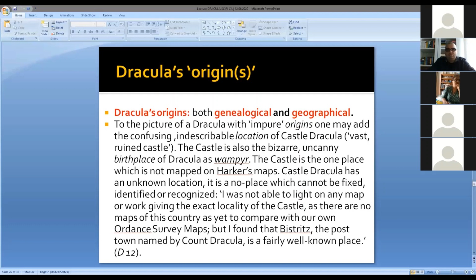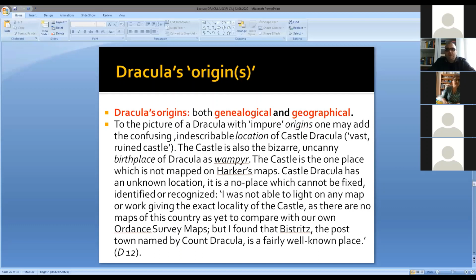The castle is the one place which is not mapped on Harker's maps. Castle Dracula has an unknown location. It is a no place which cannot be fixed, identified, or recognized. Quote by Harker, the lawyer.